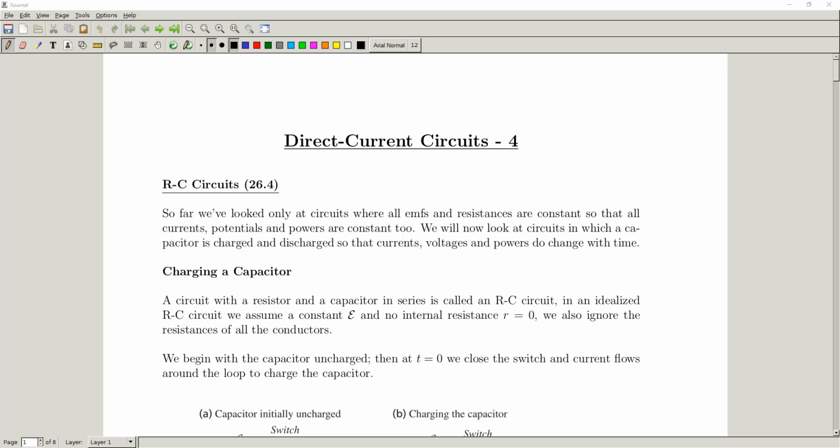this module. And so we're going to be looking at section 26.4 in this video, and that deals with RC circuits. Okay, and we'll define what those are in a moment here. So far, we've been looking at circuits where all of our EMFs, our resistances, and so forth are constant, and this leads us to currents and potentials and powers that are not changing in time. They're constant as well. We're now going to look at circuits where a capacitor is charged and then discharged, and so our currents, voltages, and powers are going to change in time.